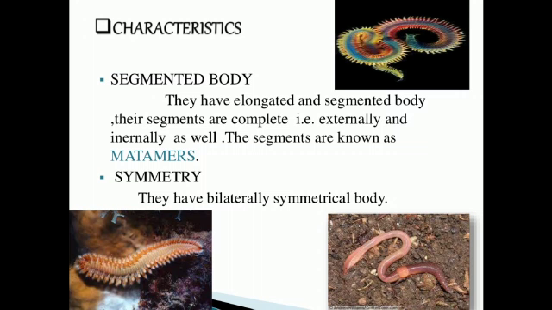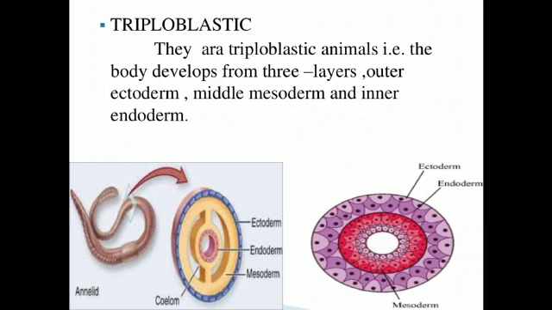Now, what about their symmetry? They have a bilateral symmetrical body because they belong to the grade Bilateria. That's why their body is showing bilateral symmetry. And as far as their body organization is concerned, they are triploblastic animals. The body develops from the three layers: the outer ectoderm, middle mesoderm, and the inner endoderm. And in the figure, you can watch all these germ layers. The outer blue one is the ectoderm, then the middle yellow one is the mesoderm, and the endoderm layer is represented by the pink color.